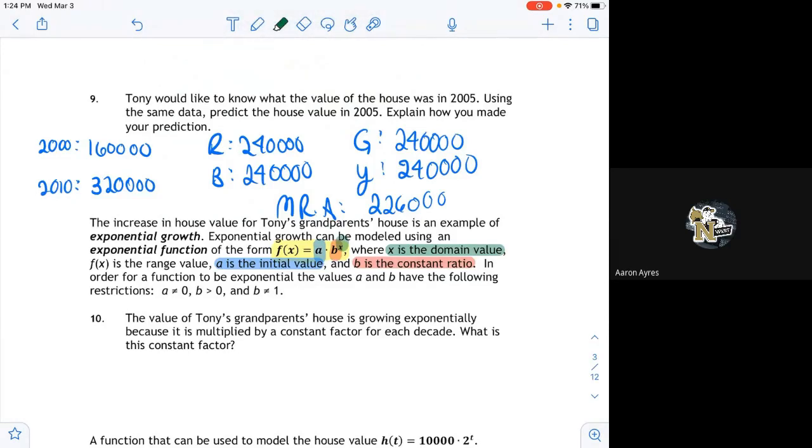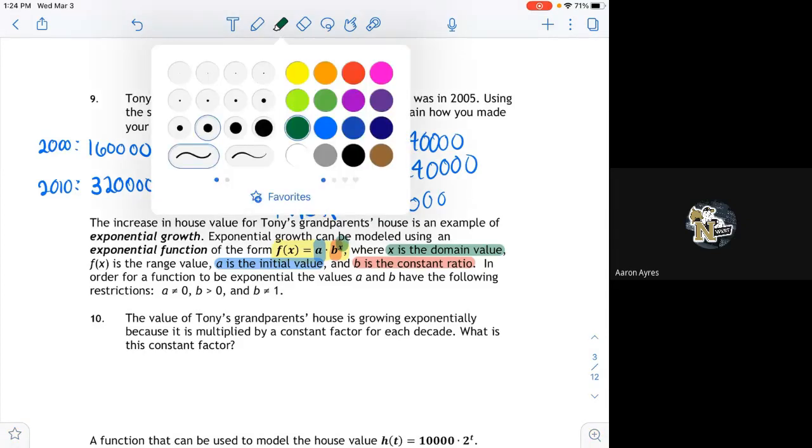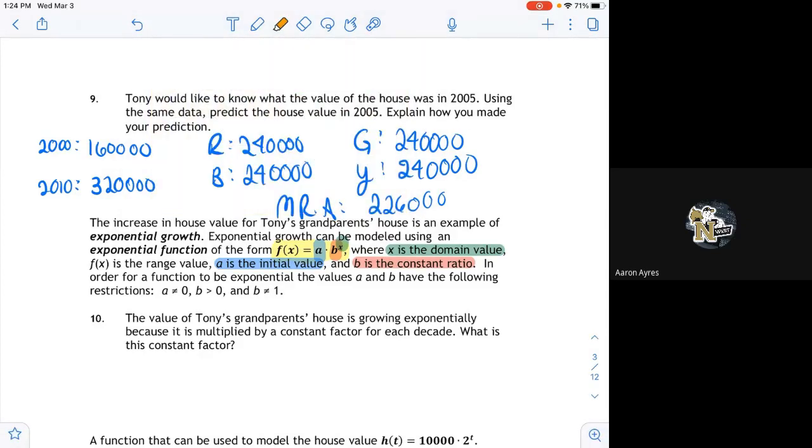Now, these restrictions right here are very, very important, because we'll talk about these a little bit more another time. But these restrictions are important, otherwise you don't have an exponential function. A cannot be 0, b must be greater than 0, and b cannot equal 1. If those restrictions are not met, we do not have an exponential function. We'll talk about that later on in our discussion.